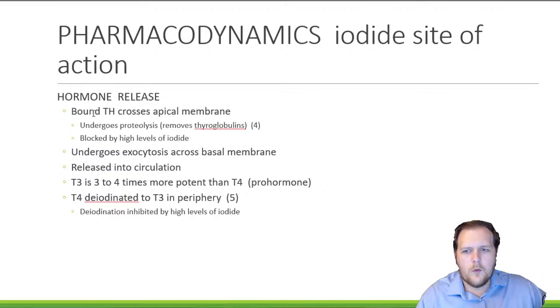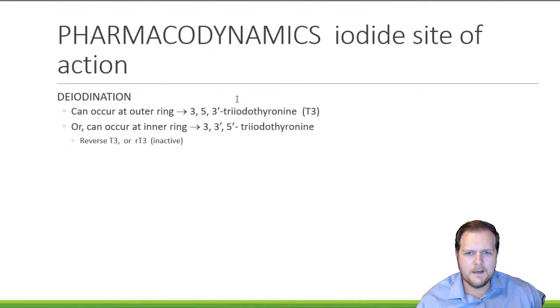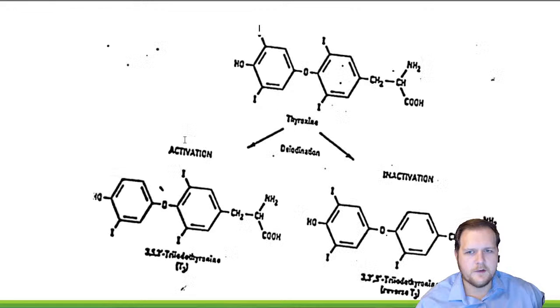So once the hormone is crossing back over into the bloodstream, again, it undergoes exocytosis, which just means it gets released back into the bloodstream. And then you'll have that T3, which is 3 to 4 times more potent than T4. And then T4, again, floating around in the storage phase, can then be deiodinated into T3 in the periphery. This is another step that can be inhibited by high levels of iodine. And you can find that occur in a couple different spots here. So it can either form the normal T3, or it can form an inactive form called reverse T3, which is not going to be important for us in terms of physiologic function here.